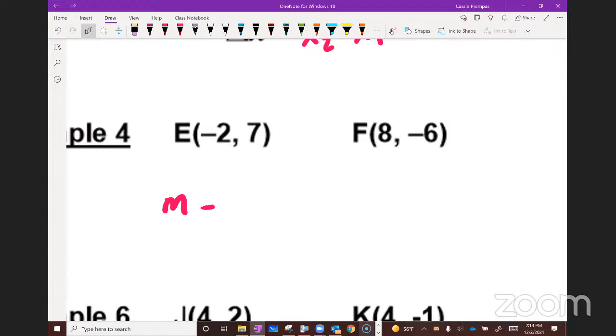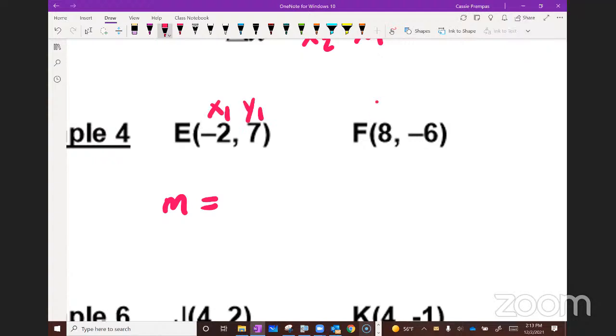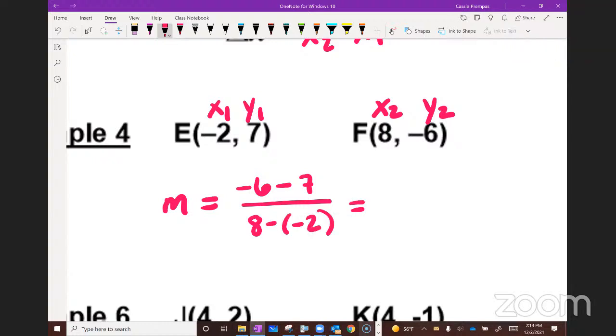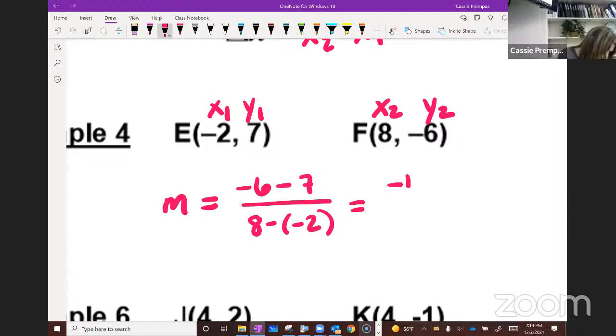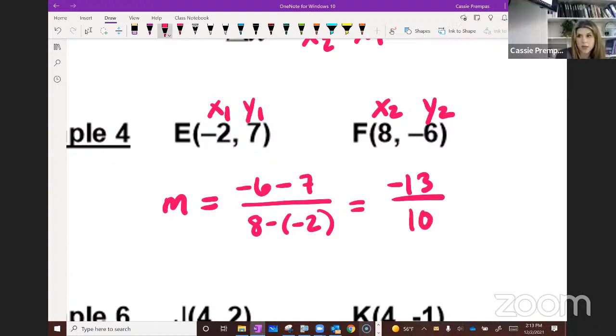Yeah, okay. So -2 is x1, and then 7 is y1, x2, -6, y2. So then you place it in -6 minus 7 over 8 minus -2, right? Yes, -2, sorry. Which then gets you -13 over, would it be 10? Yeah, because you have to minus the negative, which creates the positive. Nice job. Well done.